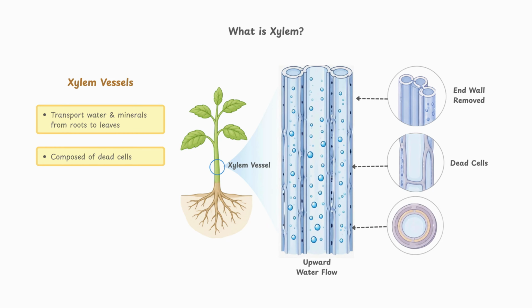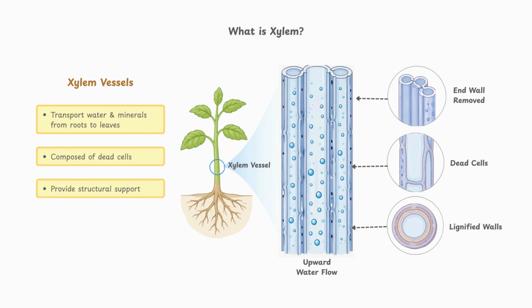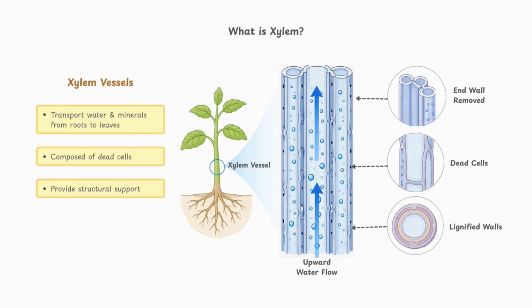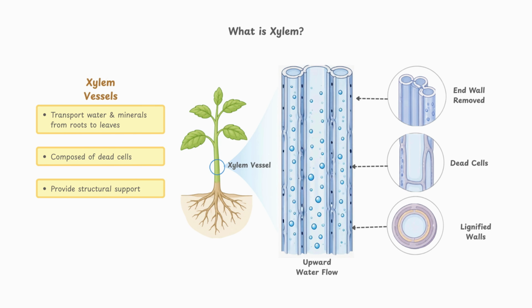The walls are strengthened with lignin, which prevents collapse and provides structural support. This is important because the xylem has to stay strong while water is pulled upward through the plant. Water moves upward through the plant in what is called the transpiration stream. So in simple terms, xylem carries water and minerals upward, from the roots to the leaves, and its strong, hollow structure helps it do this efficiently.